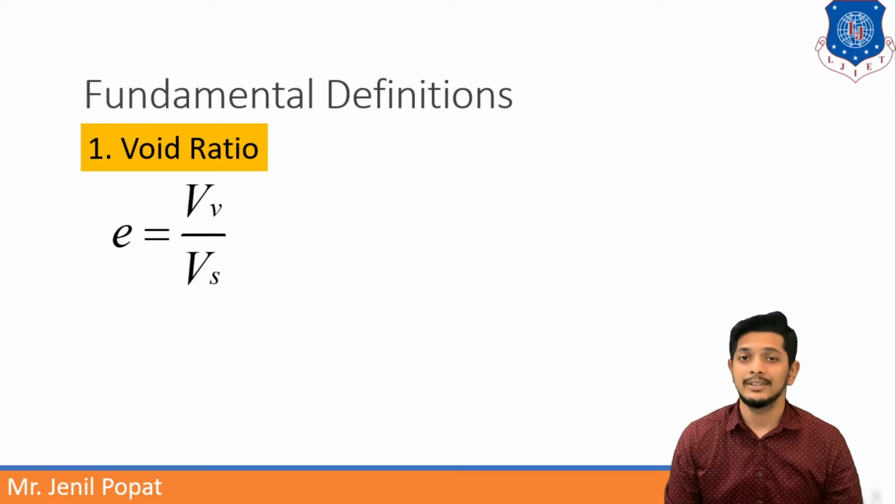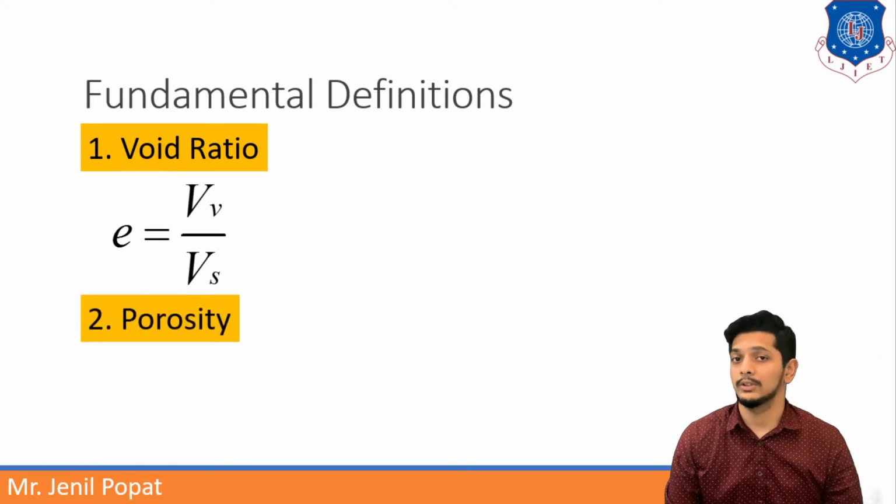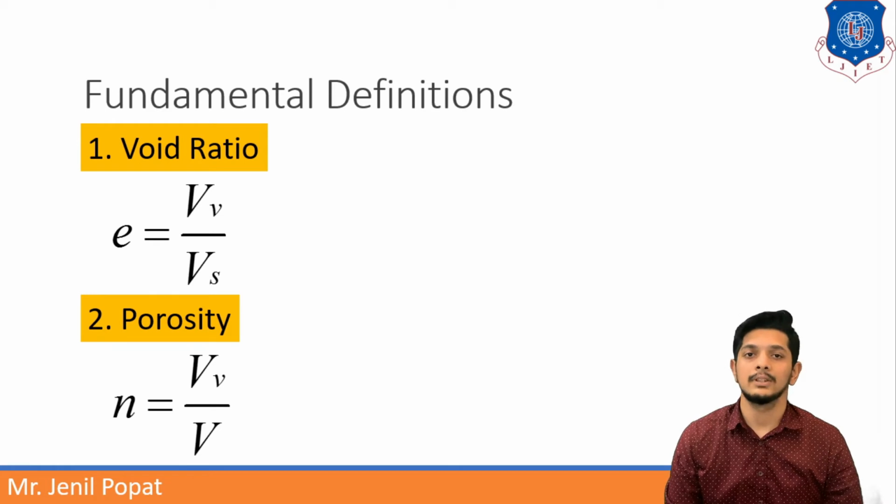Let us move to the second fundamental definition, that is porosity. Porosity is denoted by small n. It is defined as the ratio of volume of voids to total volume. It is again a ratio of volume of voids to total volume, but it is generally denoted in percentages. The value of porosity lies between 0 and 1. It can be minimum 0 and maximum 1. Let us move further.